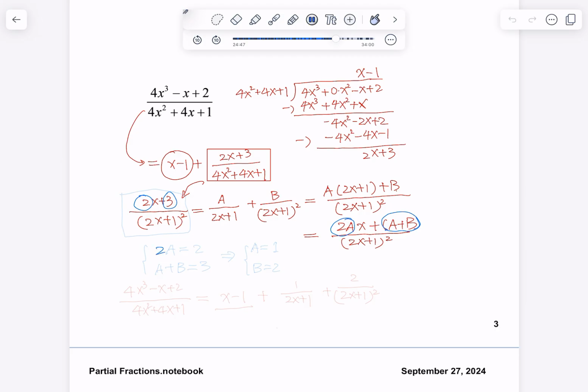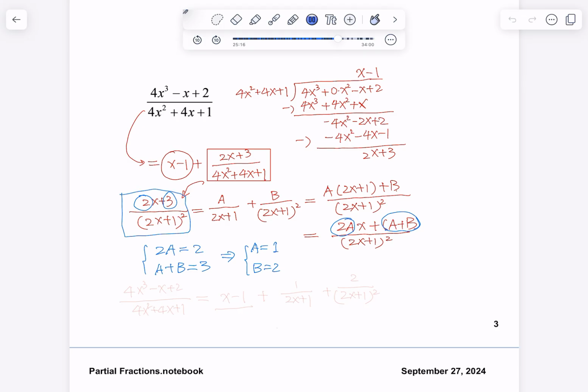It will form the linear equations for A and B, that is 2A equals 2 and A plus B equals 3. And this gives A equals 1 and B equals 2. Now you finish the decomposition for this term.